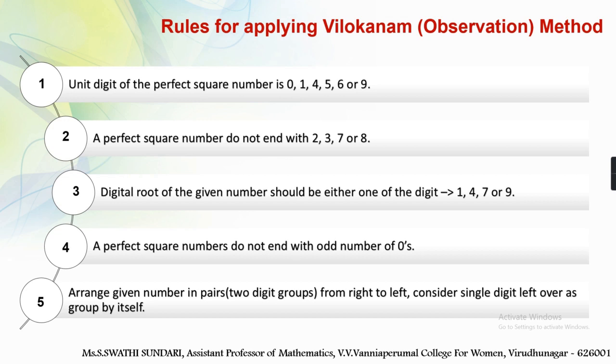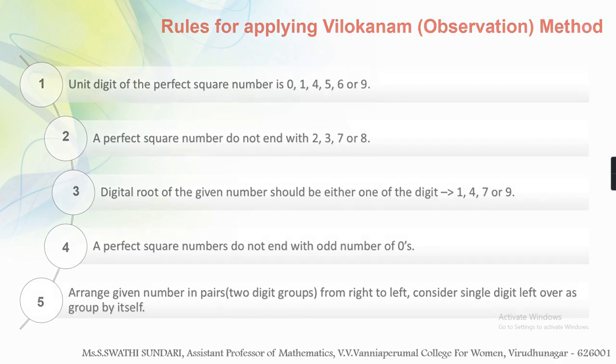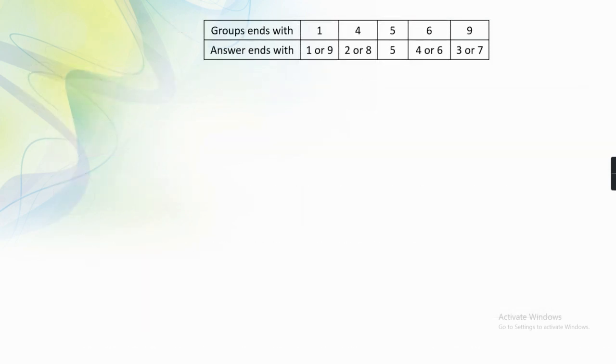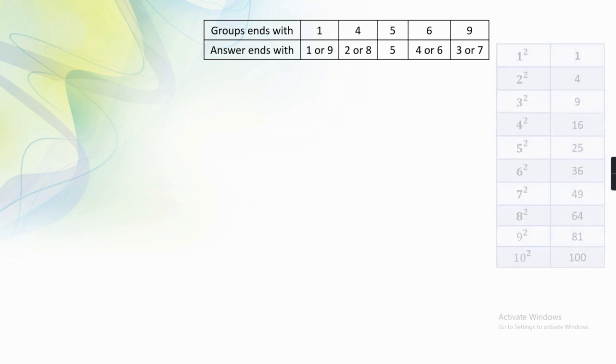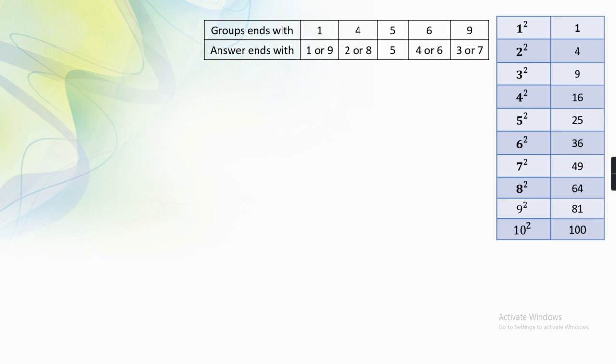And the last one is: arrange the given number in pairs from right to left. Consider a single digit left over as a group by itself. Here, the first table shows the relation between the unit digit of a perfect square number and the unit digit of its square root. And also, we need to memorize the squares of the numbers from 1 to 10.